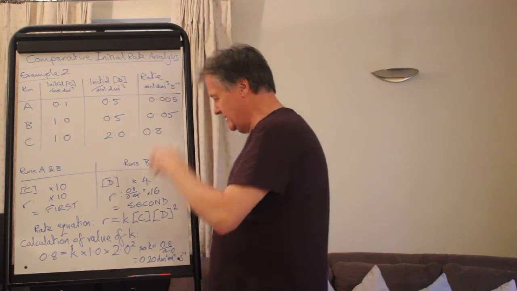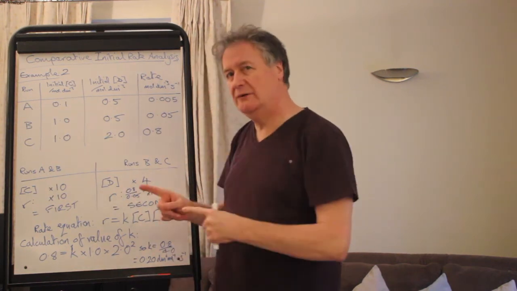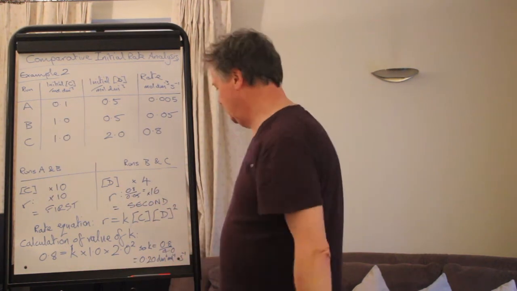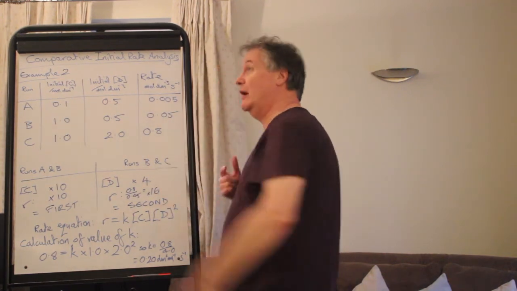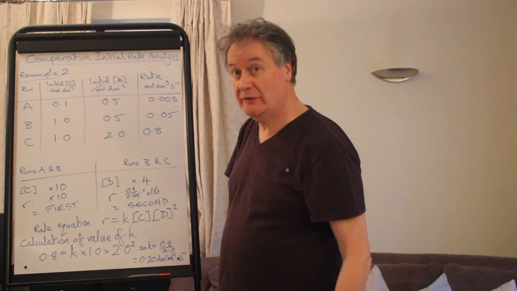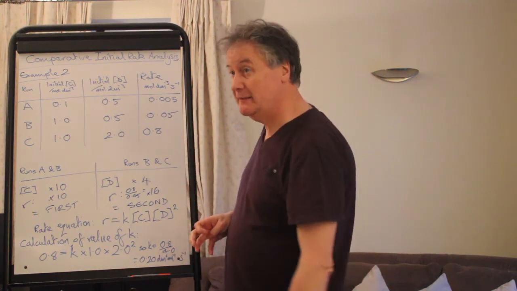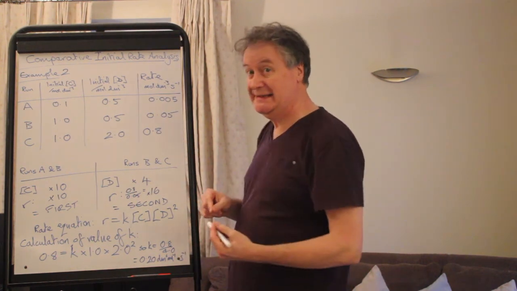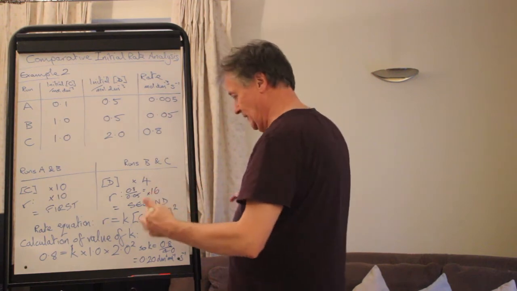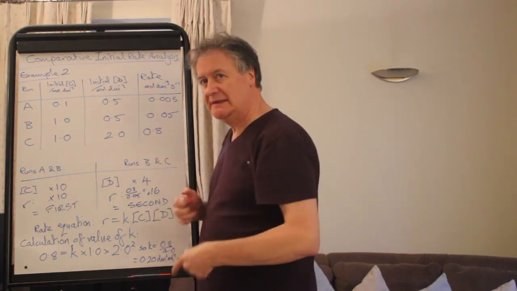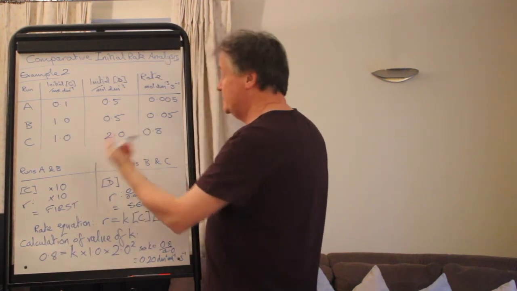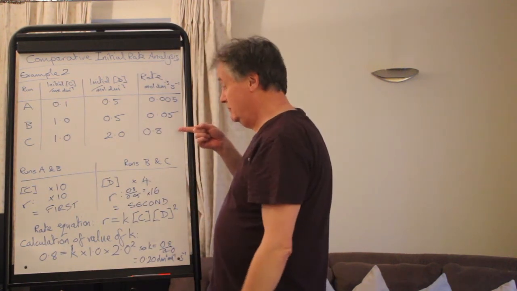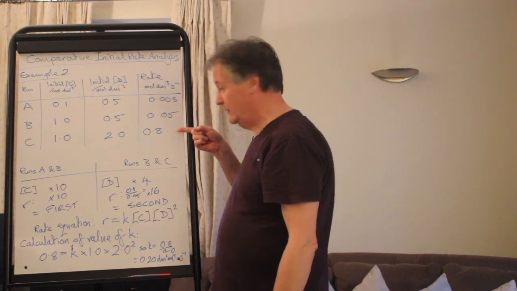So knowing the rate equation, because you cannot work out K until you've got a rate equation, you then pick any row, because it doesn't actually matter which row you pick. Each row should give you the same answer, or very nearly the same answer if it's real data. These are constructed data, so they come out perfectly. So you substitute in the numbers. I've used the last row here for my calculation.